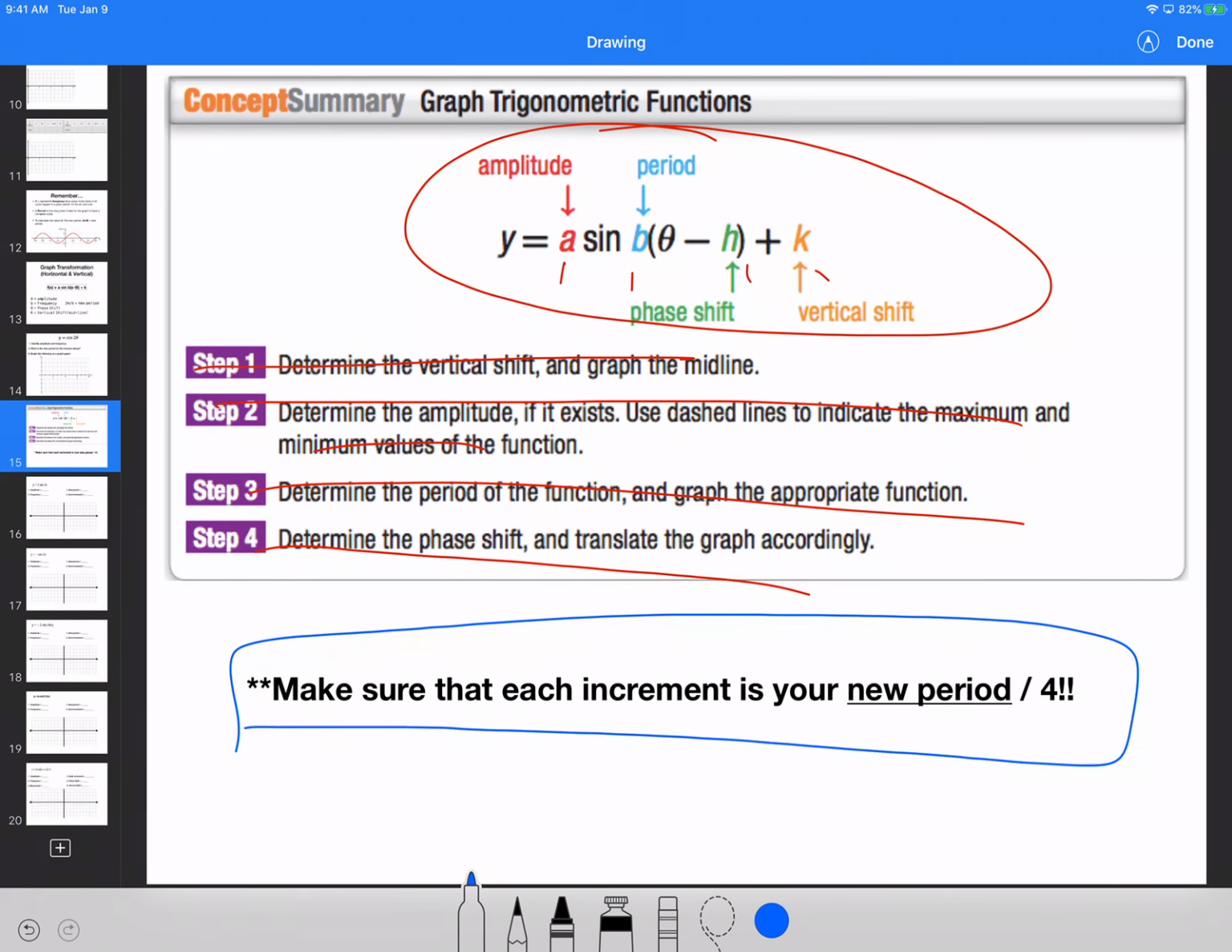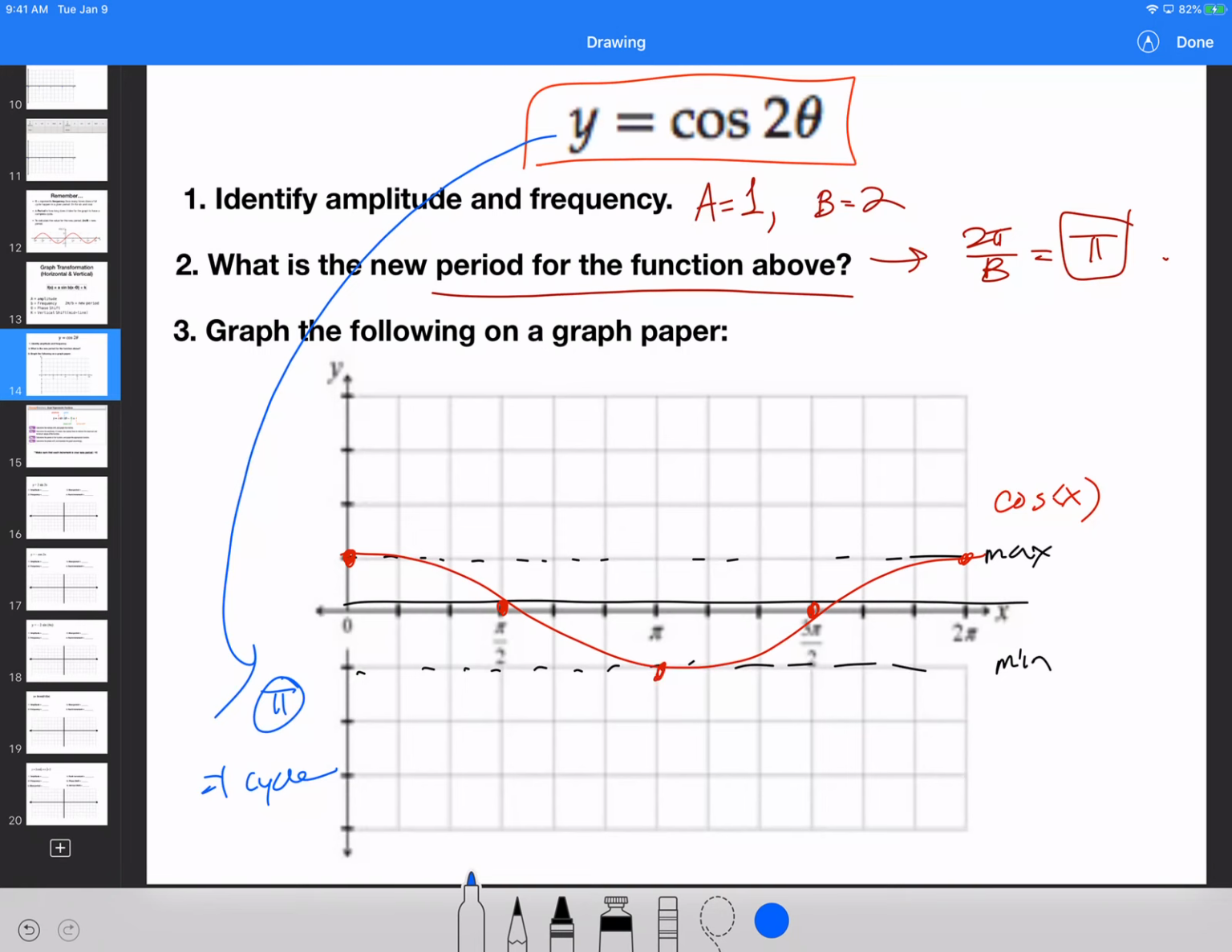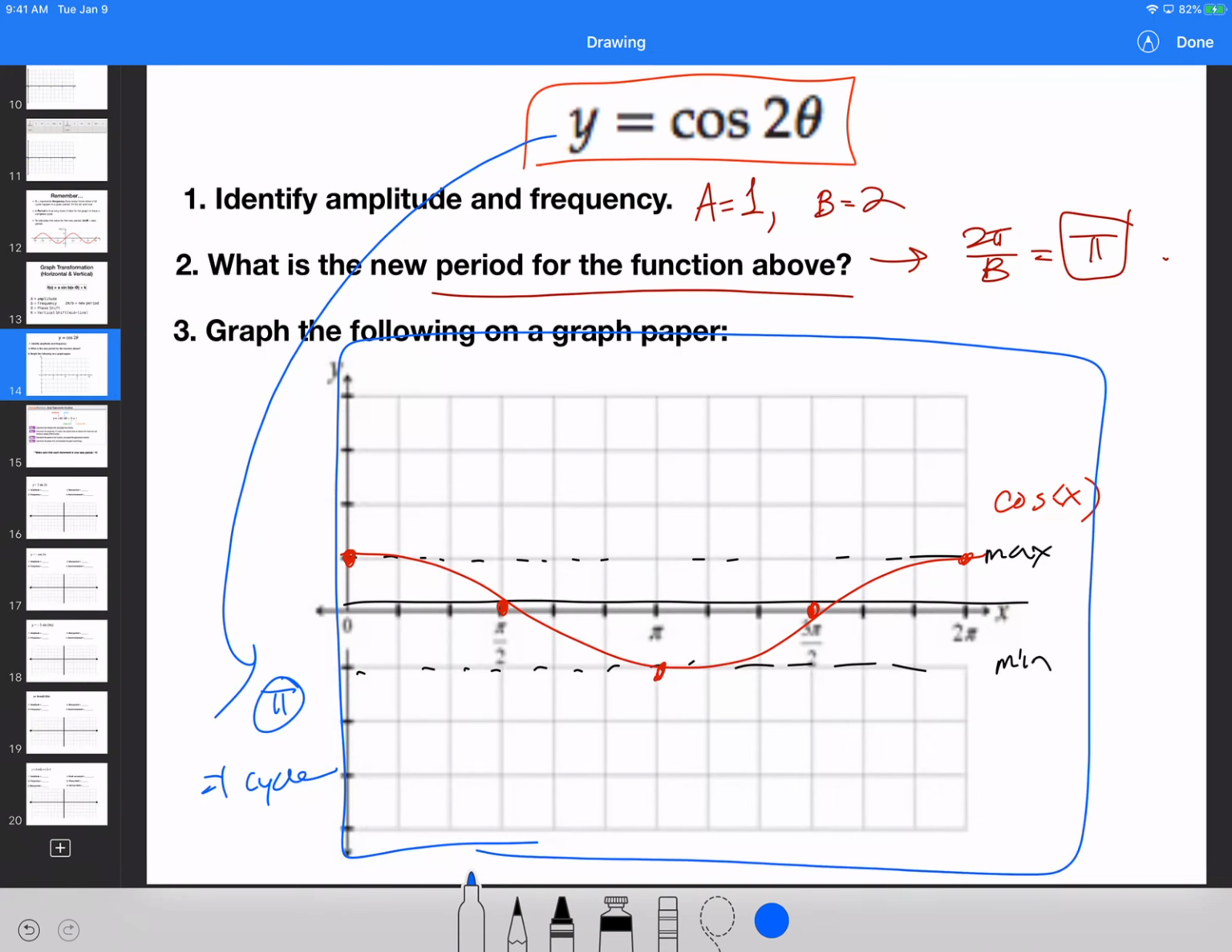When you're drawing these on a separate sheet of paper, you need to memorize this. Make sure that each increment, in other words your x scale increment, is your new period divided by 4. Now, why do I tell you that? Well, imagine we've been dealing with this type of graph for a long time. I've always given you 0, pi over 2, pi, 3 pi over 2, and 2 pi. You know why? Because those 5 essential points happen at those spots.